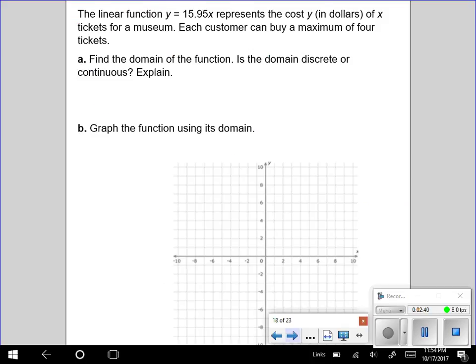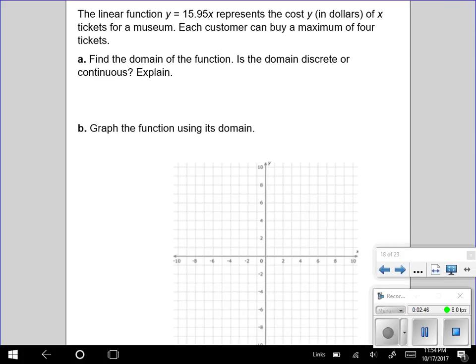Okay, so here's our first one. It says, my pen has been working funny. The linear function y equals 15.95x represents the cost y in dollars of x tickets for a museum. It says each customer can buy a maximum of 4 tickets. So remember, x is our ticket. If you think back to independent and dependent variables, then the cost in dollars is going to be dependent on the amount of tickets you buy. So your tickets are your independent, and your cost is your dependent.